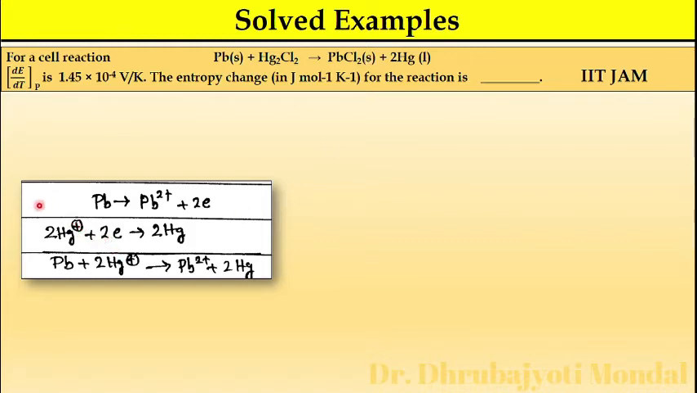So see the anode reaction. Pb is oxidized to Pb2 plus. So the anode reaction is Pb converts to Pb2 plus plus 2 electrons, and the cathode reaction is Hg2 2 plus plus 2 electrons gives 2Hg. So the overall reaction is Pb plus Hg2 2 plus converts to Pb2 plus plus 2Hg. From that reaction you can find the value of n for that reaction.